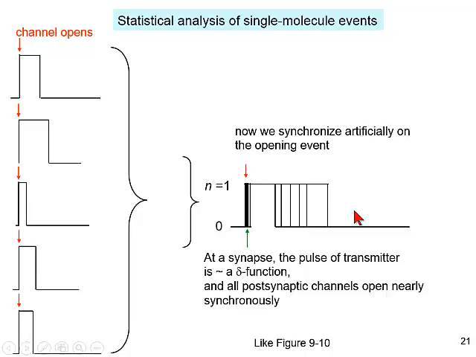But what the cell does is to integrate the signal simultaneously from many channels that are acting independently. And in fact, this is more or less what happens at a synapse after the synapse has released acetylcholine. The pulse of transmitter is rather brief. You could say that it's a delta function. And so all of the postsynaptic channels open nearly synchronously, but they close asynchronously. Everybody follow?